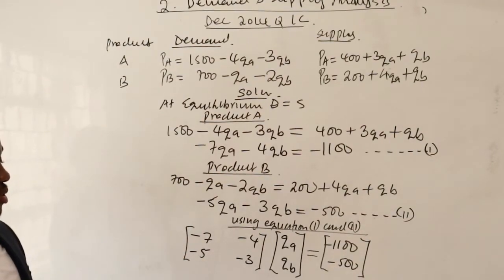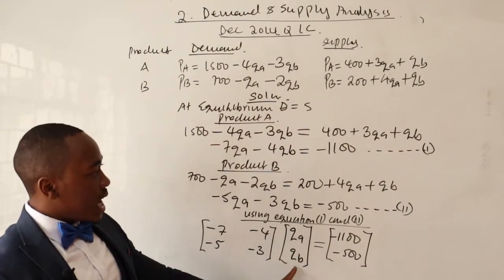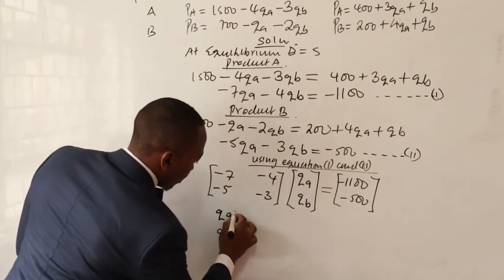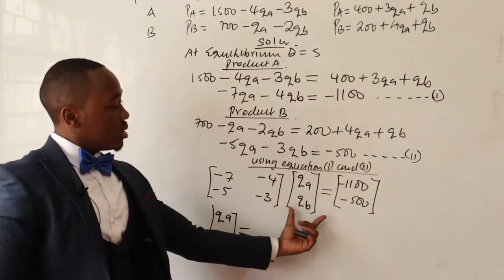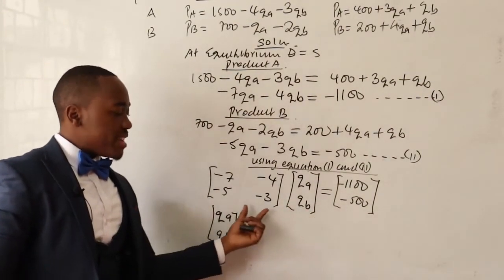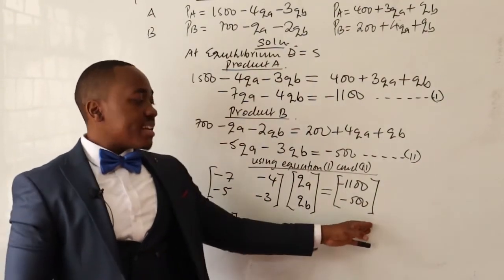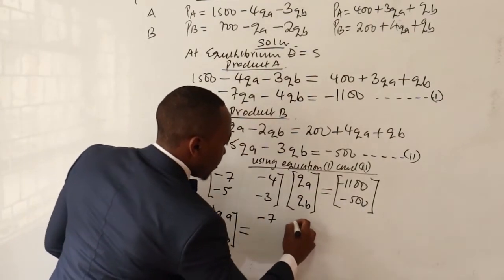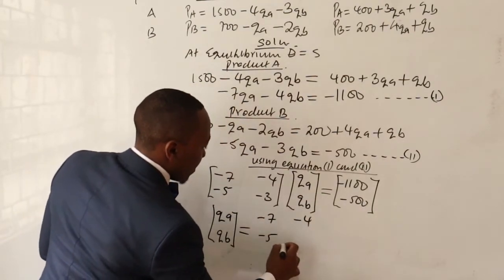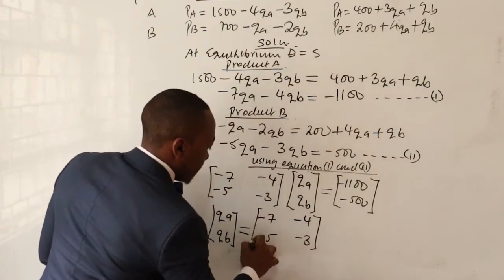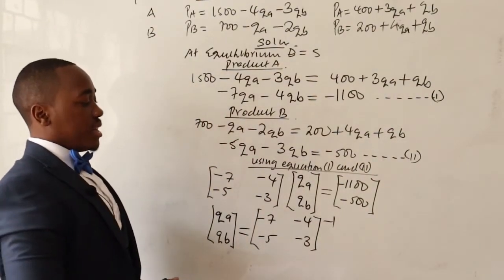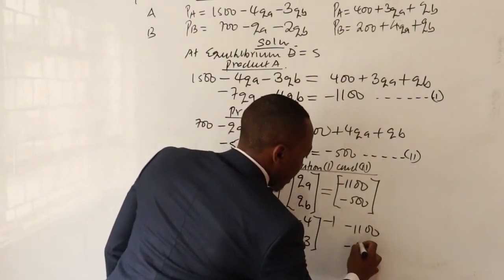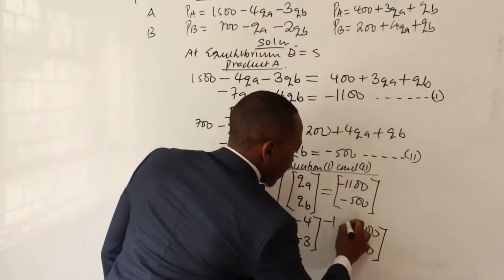So now we have that equation. So how do we solve that? How do we get QA? How do we get QB? To get QA and QB, you divide both sides by this matrix. That means if this goes to the other side as a division, it means an inverse. So it will be the inverse of negative 7, negative 4, negative 5, negative 3, and then we have negative 11, negative 500, like that.